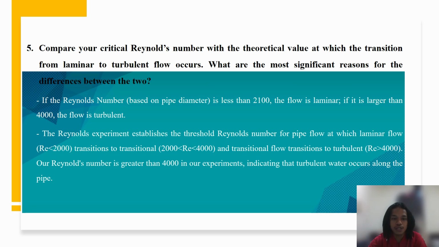The Reynolds experiment establishes the Reynolds numbers for pipe flow: at low Reynolds numbers the flow is laminar, and from about 2000 to 4000 it is called transitional, with transition to turbulent flow. Our Reynolds number is greater than 4000 in our experiments, indicating that turbulent flow occurs along the pipe. Okay, this is all from me.